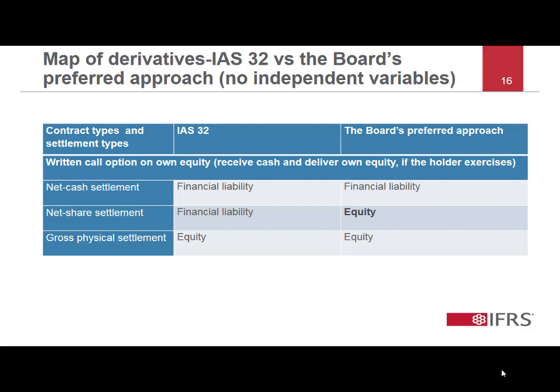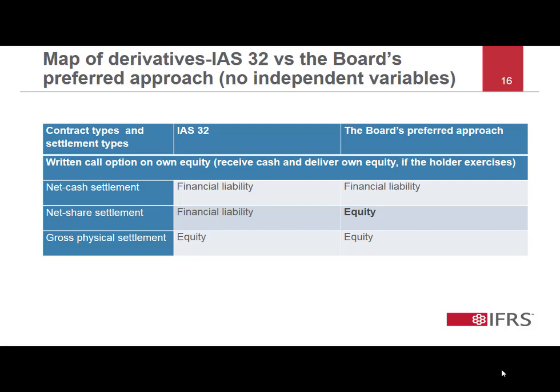Thank you, Yuni. Over the next few slides, we provide a classification comparison with IAS 32 and the board's preferred approach. Please note that while the form of settlement varies as described, the derivative in each case involves a fixed functional currency leg and a fixed number of own shares leg. So none of the examples have the net amount affected by any variable independent of the entity's available economic resources. We have gone through these variations on written call options using our examples 1 to 3 earlier in our webcast.